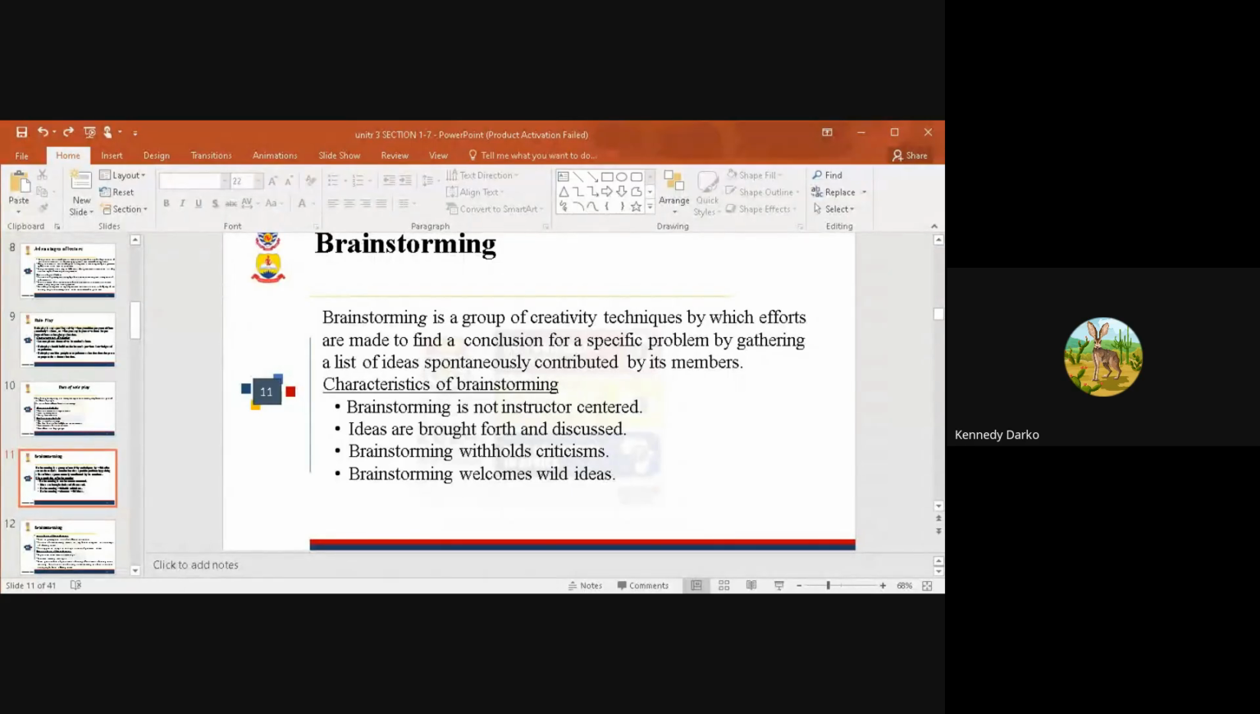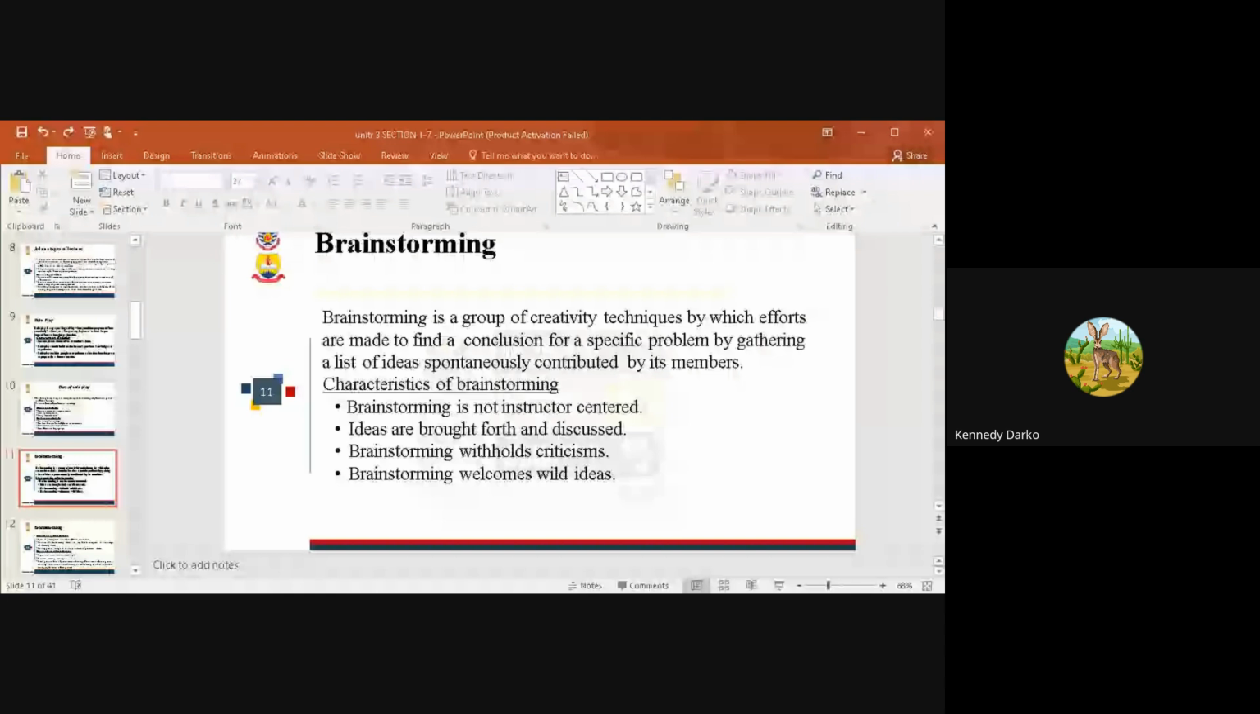Now, what are its characteristics? Brainstorming is not instructor-centered. No teacher will say it is a method centered on the instructor. No, you can't do that. The ideas are brought forth and discussed. So once the idea is there, the students must discuss it. Brainstorming withholds criticisms.